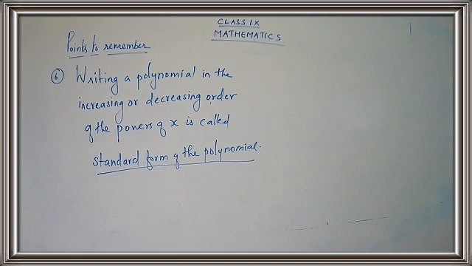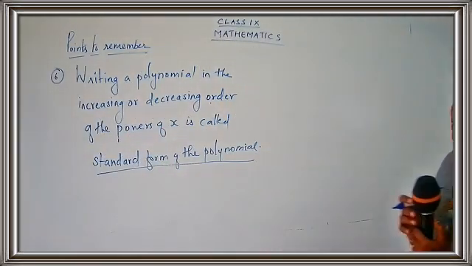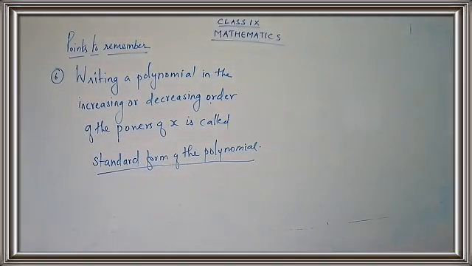I'll just give you some examples and you will be clear with that particular concept. Write down the statement first. Writing a polynomial in the increasing or decreasing order of the powers of x is called a standard form of the polynomial. Okay, I'll just give you an example. Let's continue the examples over here.